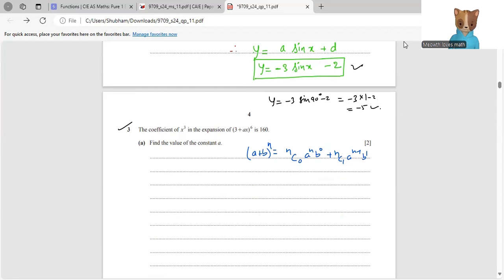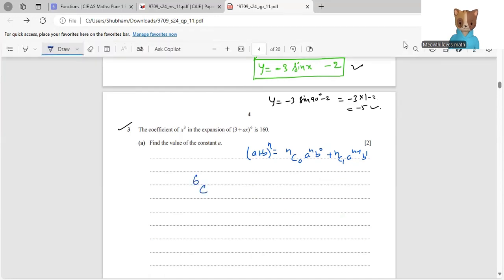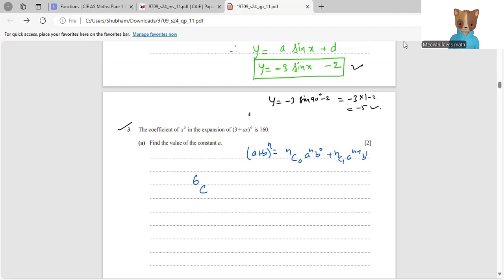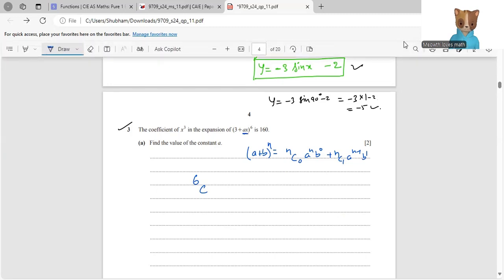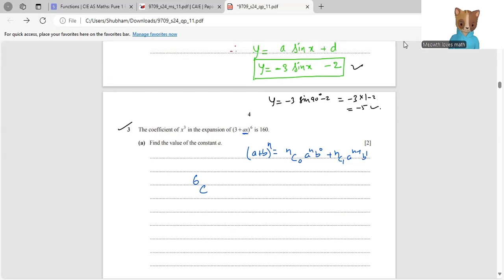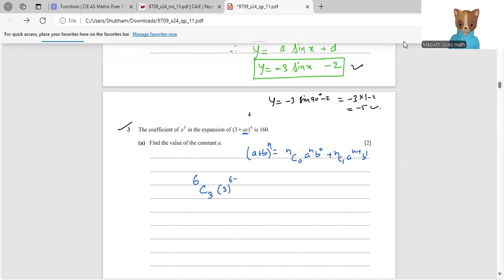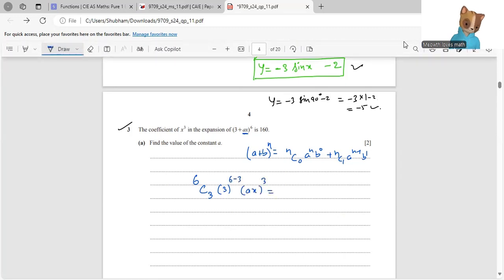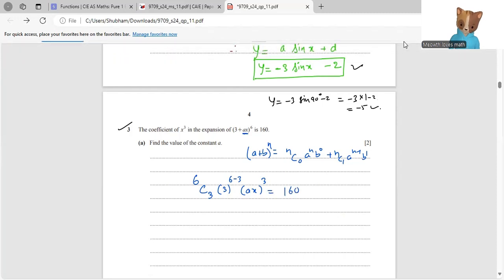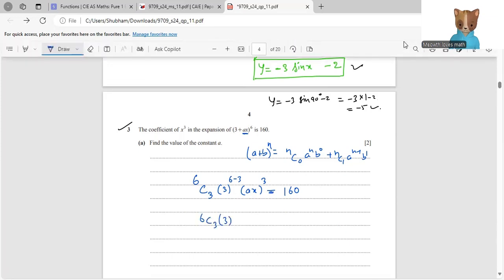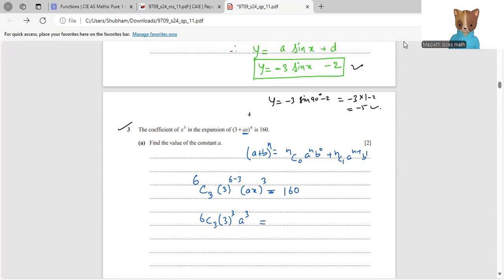The value of constant is given to us. So I'll write 6C. So where is constant a? A is there in the second term. So in the second term, powers increase by 1, right? So when it will be 3, so when we write here 3, okay? So first term, which is 3 to the power 6 minus 3 times ax to the power 3, is basically equal to 160. So now the coefficient, they're saying the coefficient. So if I open this, I'll get 6C3, 3 to the power 3, a cube is equal to 160.